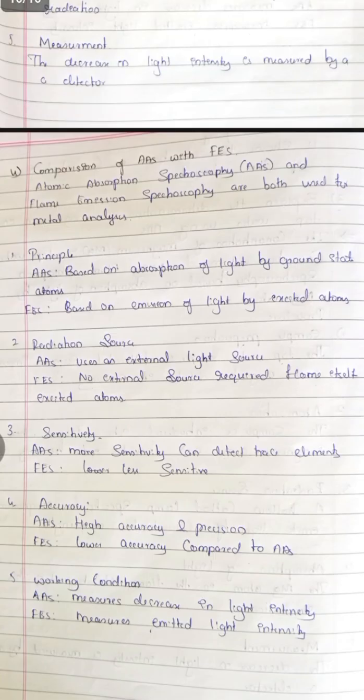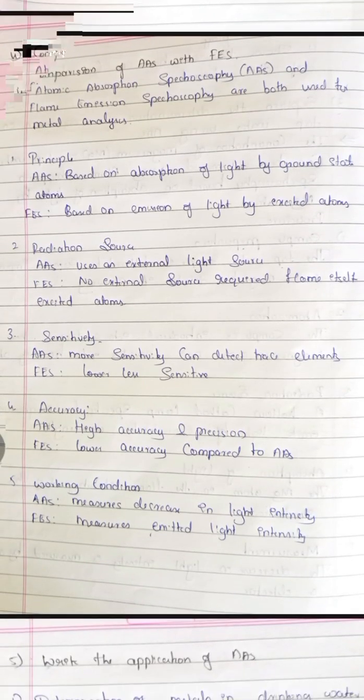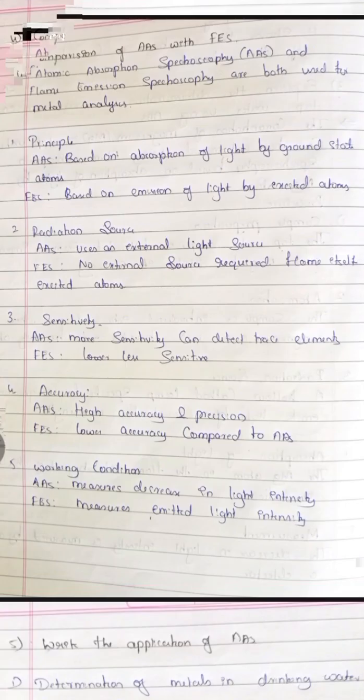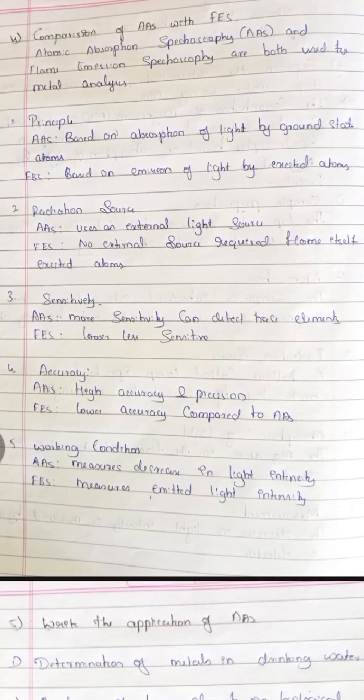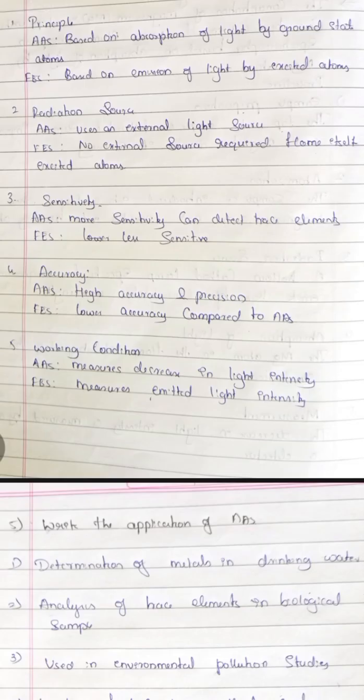Comparison of AAS with FES. Atomic absorption spectroscopy and flame emission spectroscopy are both used for metal analysis. Principle: AAS is based on absorption of light by ground state atoms, FES is based on emission of light by excited state atoms. Radiation source: AAS uses an external light source, FES needs no external source, the flame itself excites the atoms. Sensitivity: AAS is more sensitive and can detect trace elements, FES is less sensitive. Accuracy: AAS has high accuracy and precision, FES has lower accuracy.